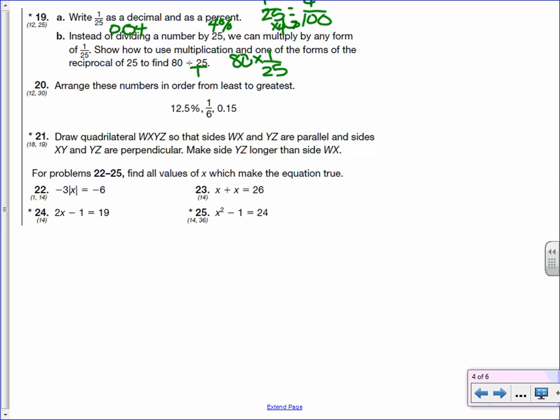So 80 times 1 divided by 25, and then you could turn that into the decimal, 80 times 0.04. 8 times 4 is 32, and there's a 0. We ignored 2 decimal places, so we move it over. So the actual answer is 3.2.